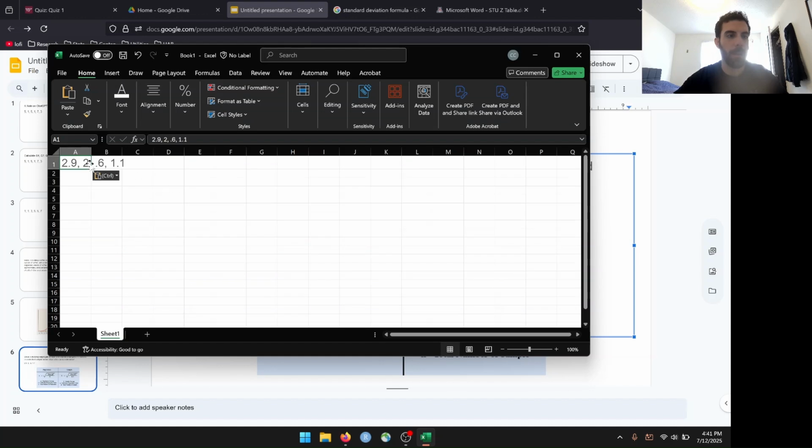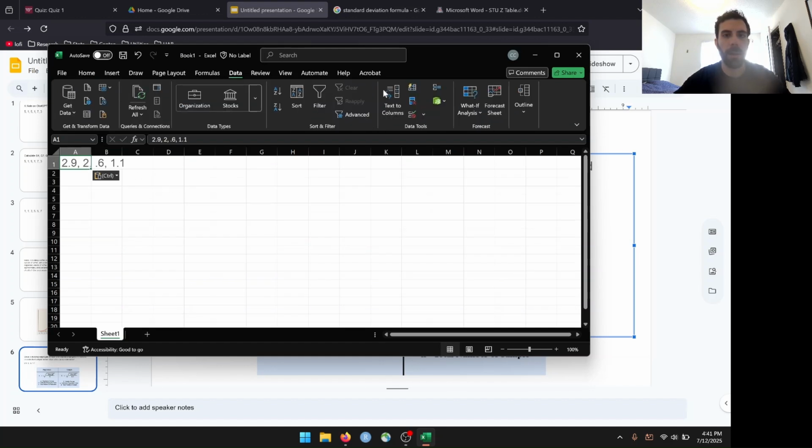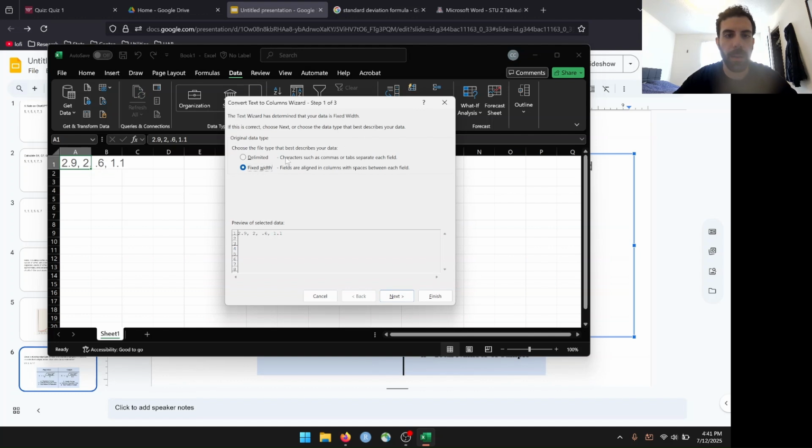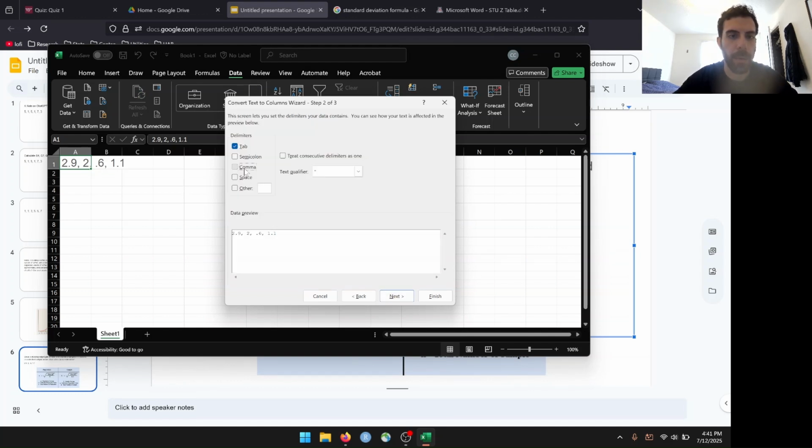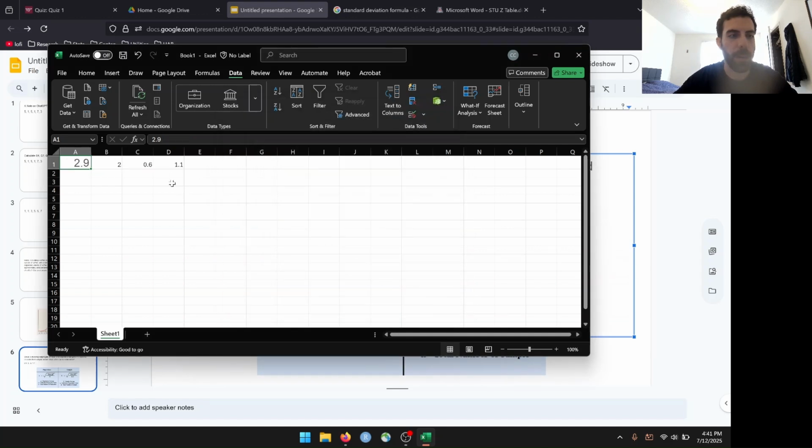So here's our data points. We'll do data, text to columns, delimited by commas. So that just splits my data points into different cells. Okay, and I'm going to do this cell minus 1.65, which is the mean. I did equals instead of minus. So minus 1.65. And this is my first deviation. And now here's all 4 of my deviations.